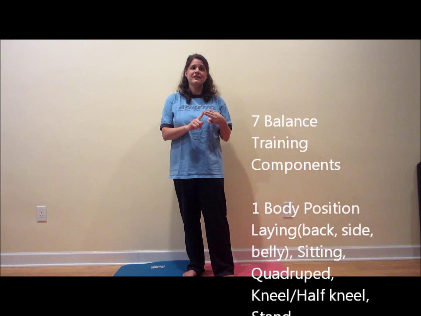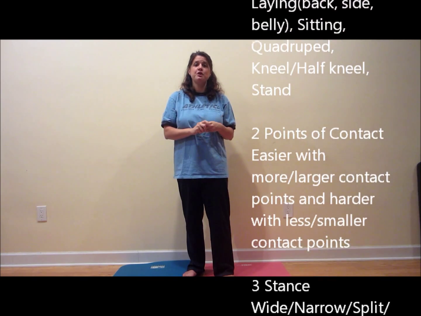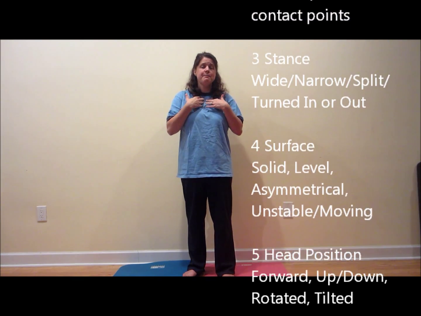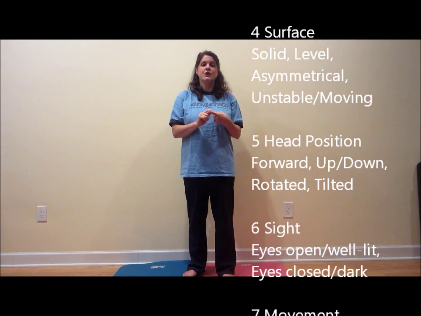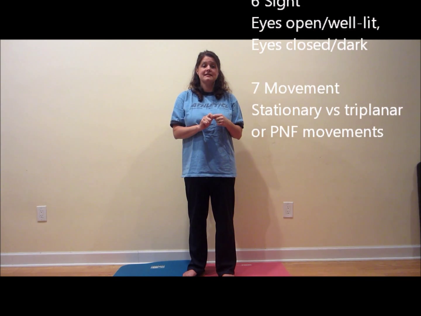Now, the 7 components that I'm going to discuss include body position, points of contact, surface, stance, head position, sight or vision, and movement. So 7 altogether. Out of all of those 7, the most important, in my opinion, is body position. So I'm going to go through the different body positions and show you exercises, or at least a few examples of exercises that you can do in each position. With each of those 7 components, there's an easier and a harder. So obviously, please begin with an easy level and only advance yourself as appropriate.